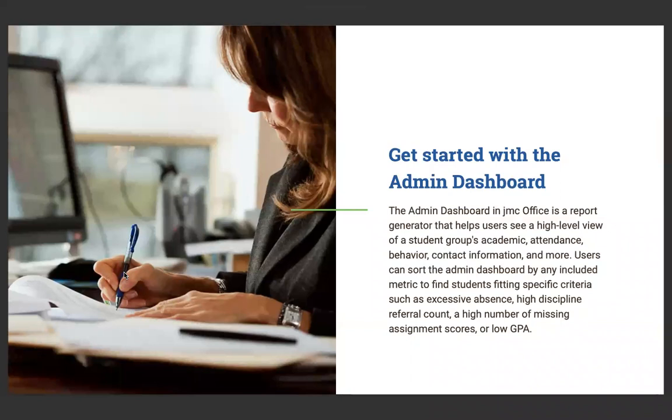The admin dashboard in JMC Office is a report generator that helps users see a high-level view of students, grouped by academic, attendance, behavior, contact information, and more. Users can sort the admin dashboard by any included metric to find students fitting specific criteria, such as excessive absences, high discipline referral count, a high number of missing assignment scores, or low GPA.